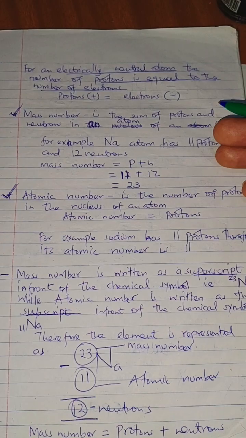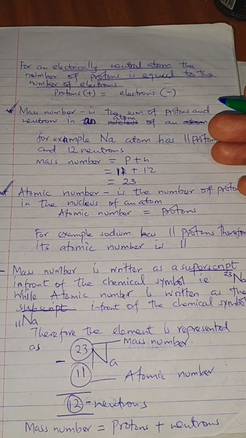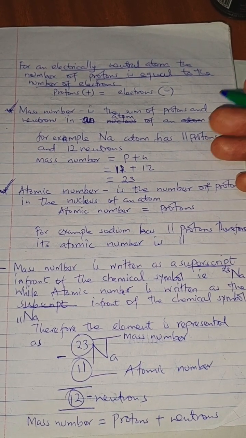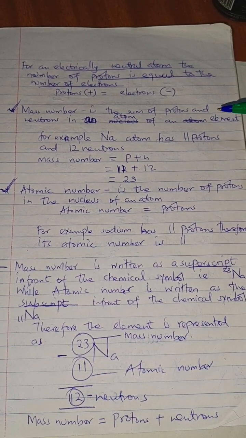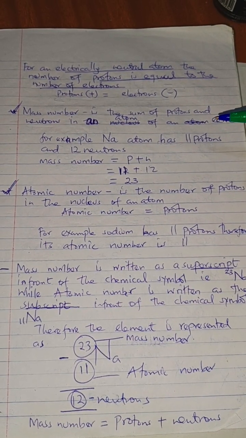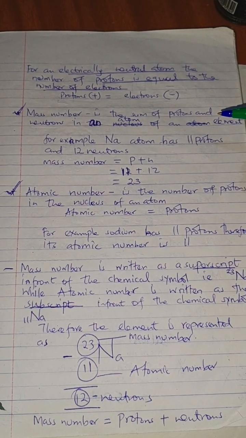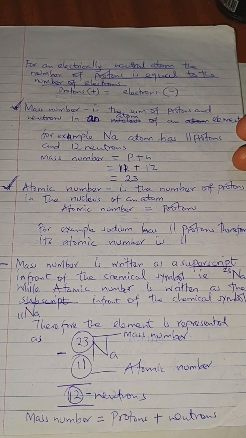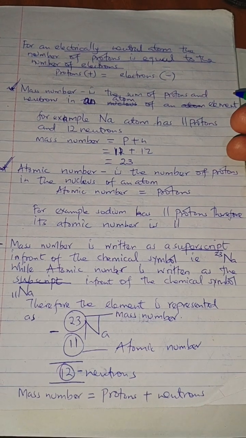Now we want to know what mass number is. Mass number of an atom is the sum of protons and neutrons in an atom of an element. For example, sodium has 11 protons and 12 neutrons. So we can say mass number is equal to P plus N, where P is protons and N is neutrons. When you add 11 plus 12, the mass number of sodium becomes 23.